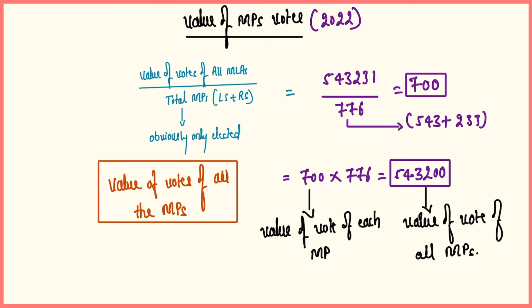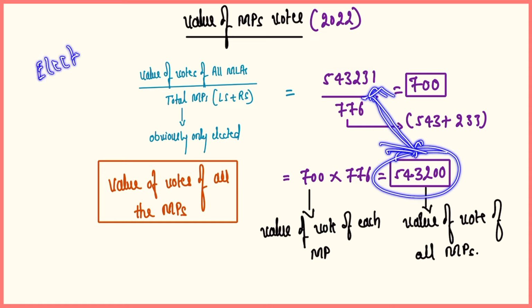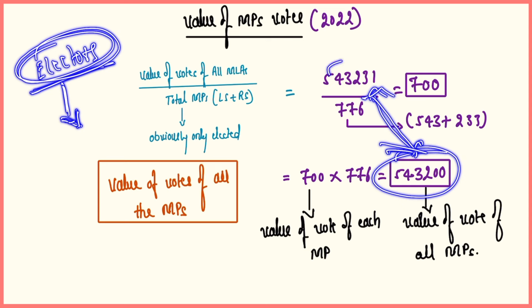So this is the value of the vote of all the MPs. Got it? Very simple. We found the value of the vote of all the MLAs. It is 5,43,231, and the value of the vote of all the MPs is 5,43,200. Add both, you get the value of all the electors, because MLAs and MPs are electors for the election of president. So that will be the value of the vote of all the electors. We just have to add them.